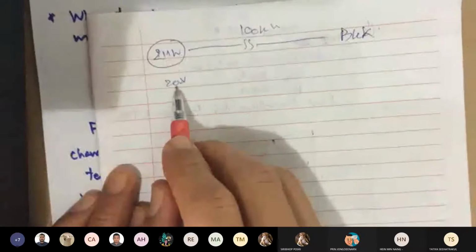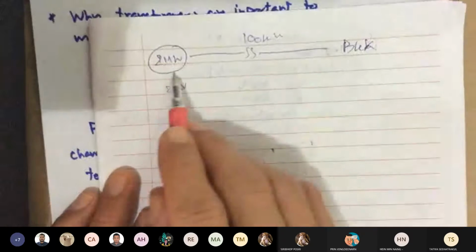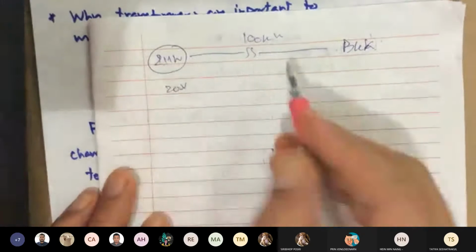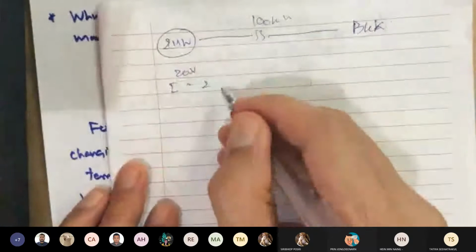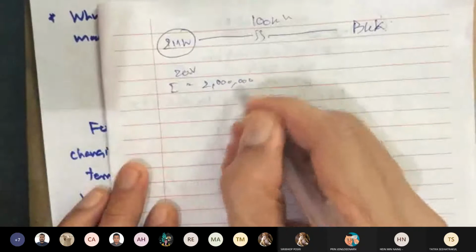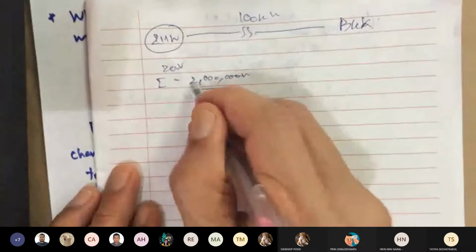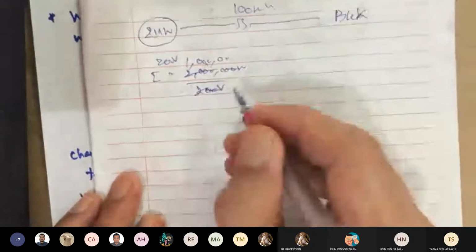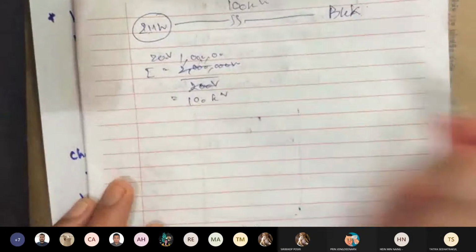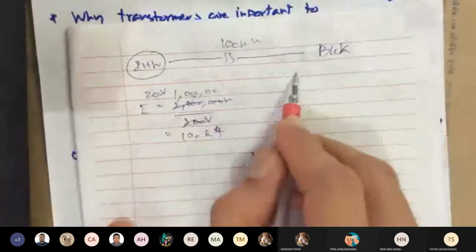If I use 200 volt to transmit this 2 megawatt to Bangkok, what is the amount of current in the transmission line? I'm doing this very simple. So your current is 2 megawatt, 2 times 10 to the 6, divided by 200 volt. So you get what? 10 kiloamp. See how that works? You need 10 kiloampere going through this transmission line.